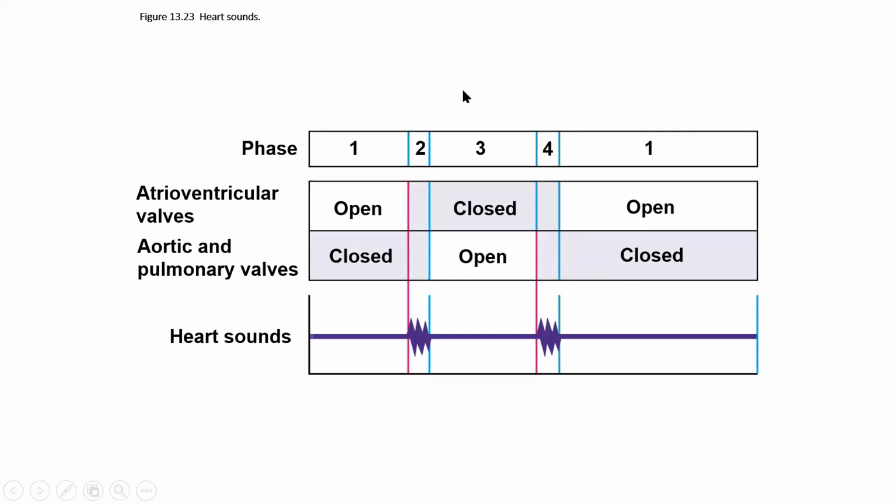And we can see that represented here with the lub being the closure of the AV valves, so phase 4, we've got the AV valves closing, and then the dup being the higher pitch closure of the semilunar valves, which is phase 2.